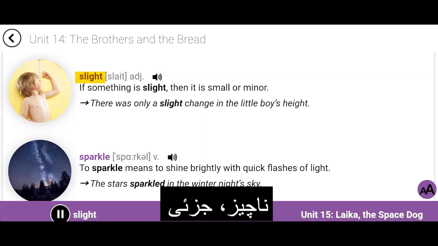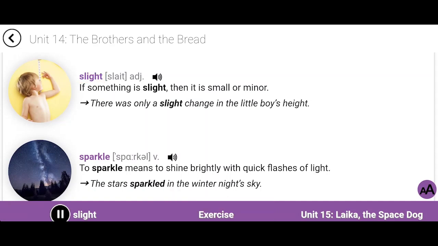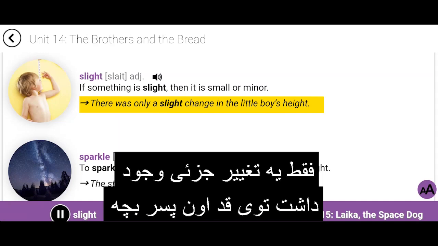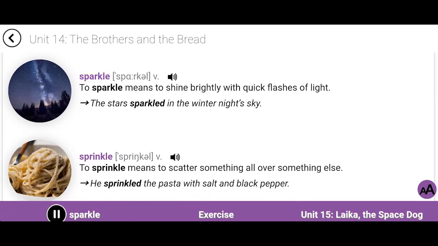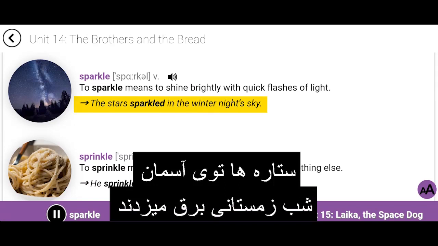Slight. If something is slight, then it is small or minor. There was only a slight change in the little boy's height. Sparkle. To sparkle means to shine brightly with quick flashes of light. The stars sparkled in the winter night sky.